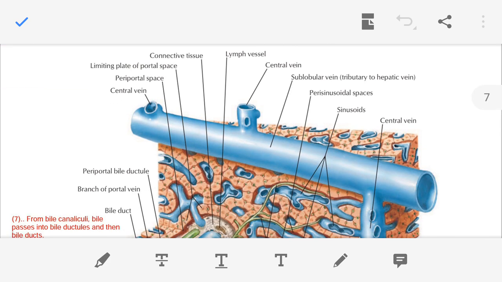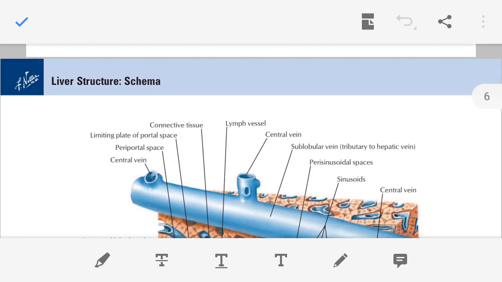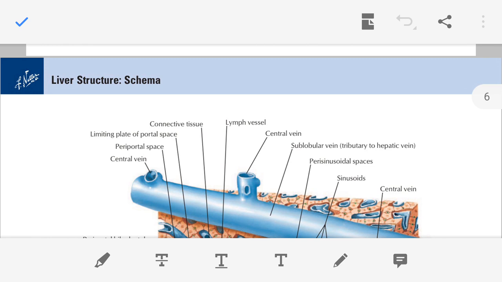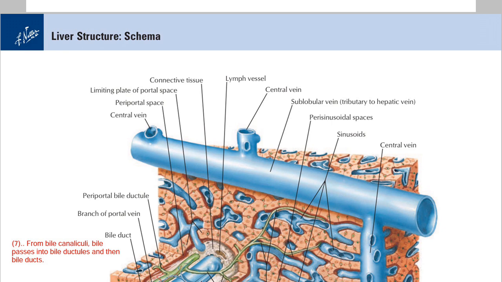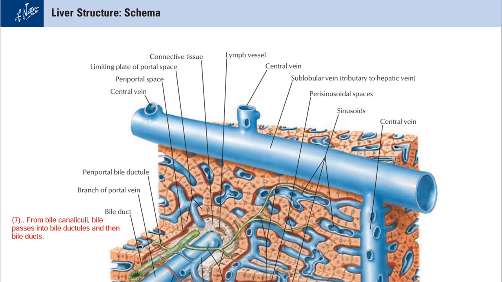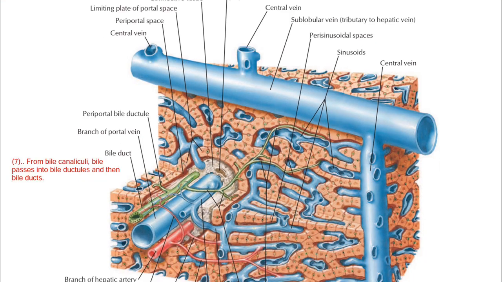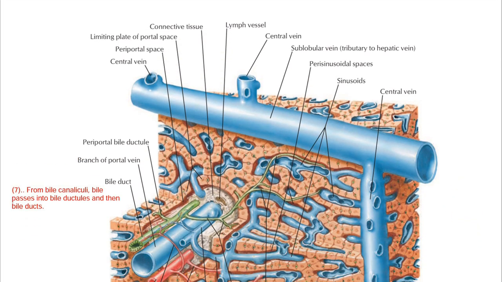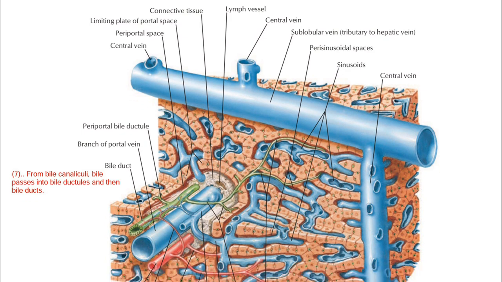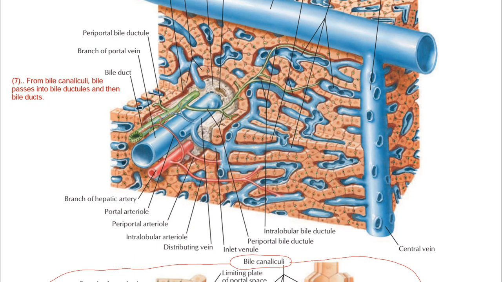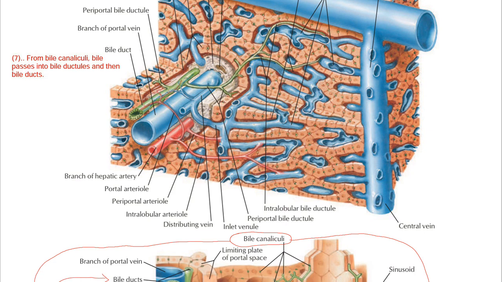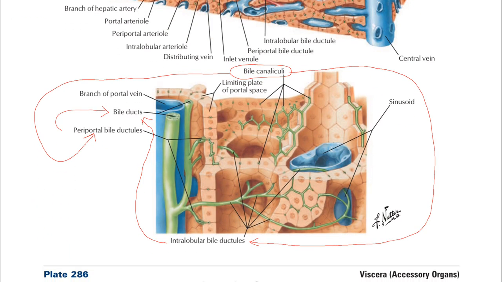Now moving on to the 7th point. Before we discuss the 7th point, I am showing you this figure, the scheme of liver structure. Try to remember all the names. Go through all the names. Then this figure.